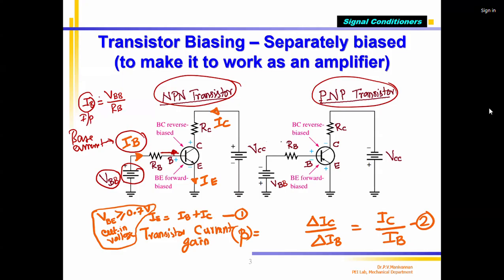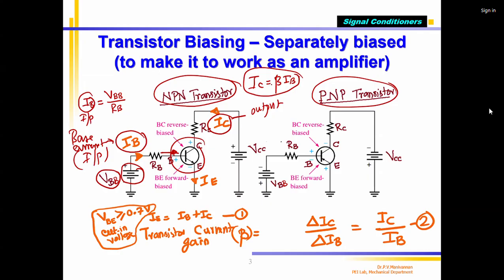This current will be amplified and appear as IC. IC is called the output. In a transistor, IB is called the input, IC is called the output. Write down the formula: IC equals beta times IB. Note down, one of the important formulas. So this formula says my transistor works as an amplifier.